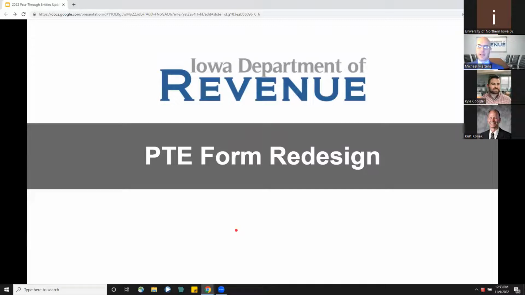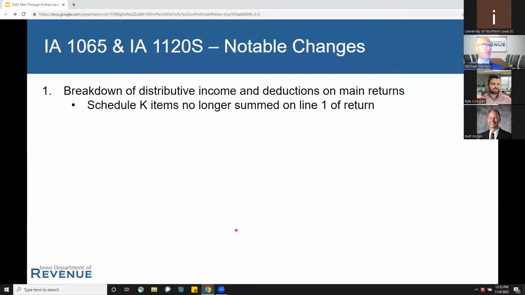I don't want to go in depth about the calculations or the makeup of those forms. I just want to hit some of the high points so you have some familiarity with these new forms when you start reviewing them when they're released. I'm going to go through some of the 1065 and 1120S changes, and then Kurt's going to touch on some of the 1041 changes.